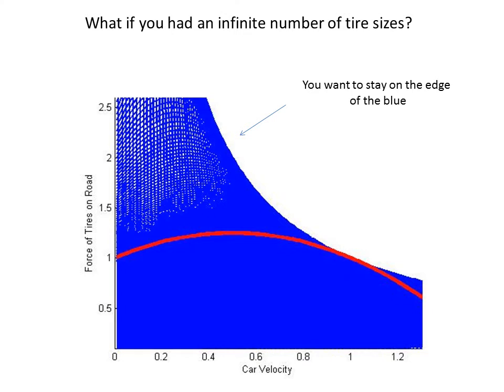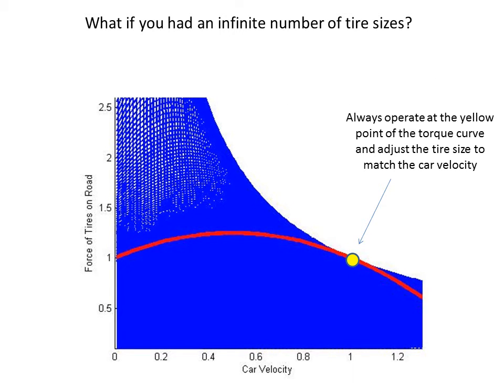So instead of having three sets of tires, what if you had an infinite number of different tire sizes? Here I've got an infinite number. The blue curves here are just the red curve expanded upwards by a factor of 2. You can see there's a force curve there, and a really flat force curve here also. At any particular velocity, we want as much force as possible on the road. So we want to go along this blue edge at all times, and that's how we get our maximum acceleration.